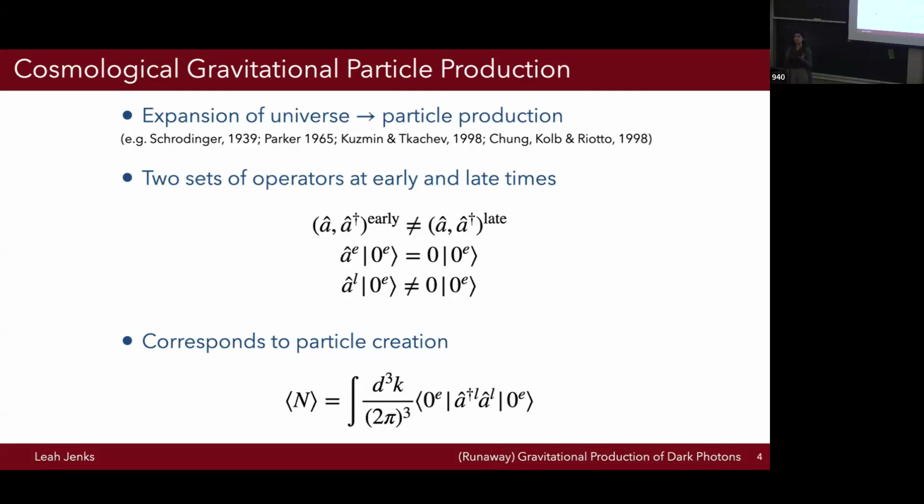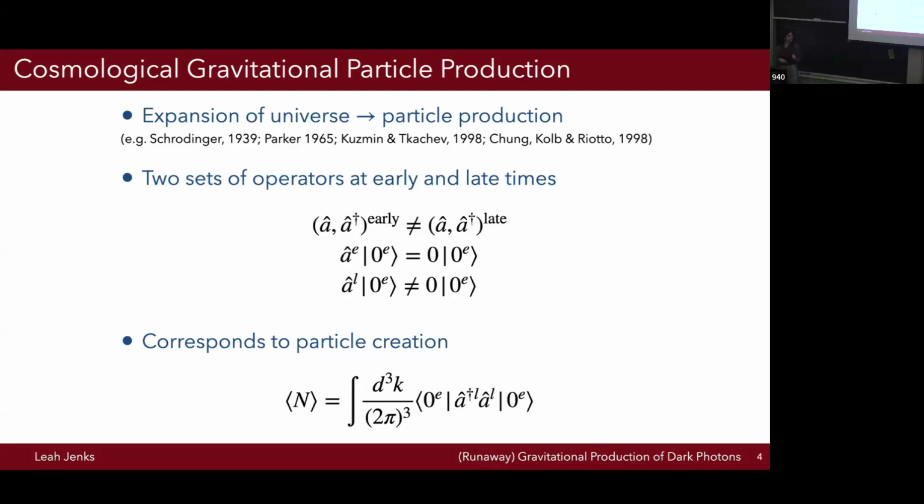To make this a little bit more mathematically precise, we can think about this in the context of basic quantum mechanics and thinking about two sets of operators at early and late times. By early times, I mean at the beginning of inflation, and by late times, I mean after inflation, so not late times as in today. So if I have two sets of operators, a and a dagger early, and a and a dagger late, these operators evolve throughout inflation, and they are not equal to each other.